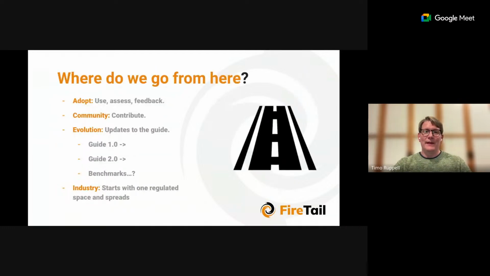So that's basically it for me. I'm handing back to Jeremy. I hope this was informative and helped you get an idea of what items and topics are in the CIS security guide, and gave you an example of how to use a tool like FireTail for addressing these.